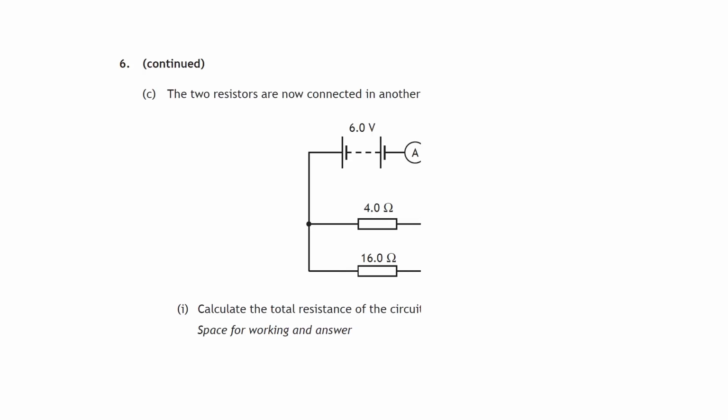6 part C. The two resistors are now connected in another circuit as shown. There we have two resistors in parallel now, and we've got an ammeter measuring the total current in the circuit, and we've got the same 6 volt source. And we are asked to calculate the total resistance of the circuit.